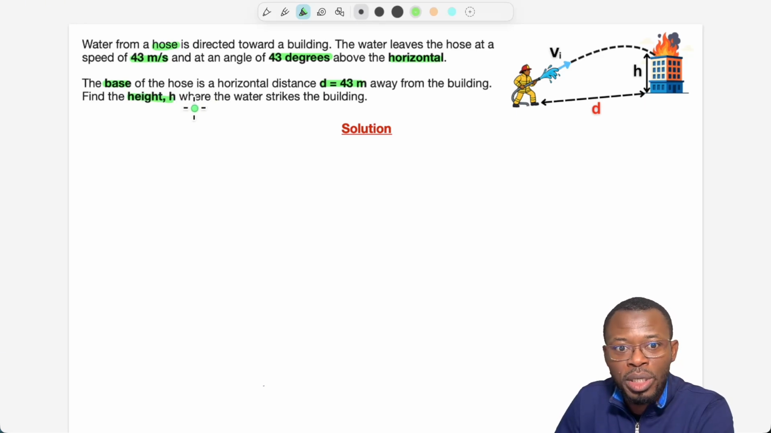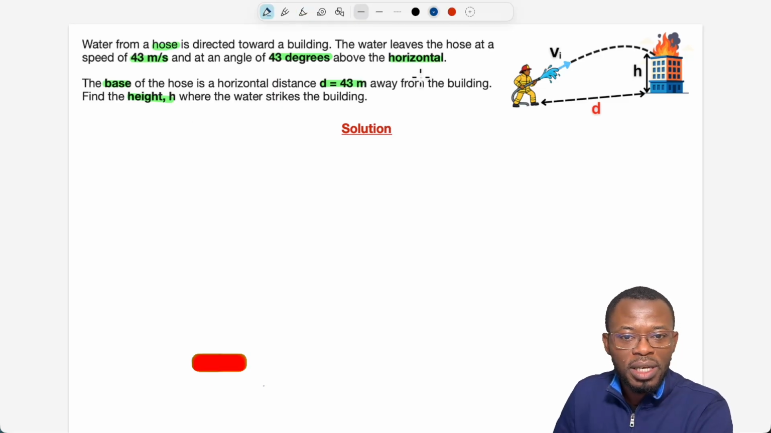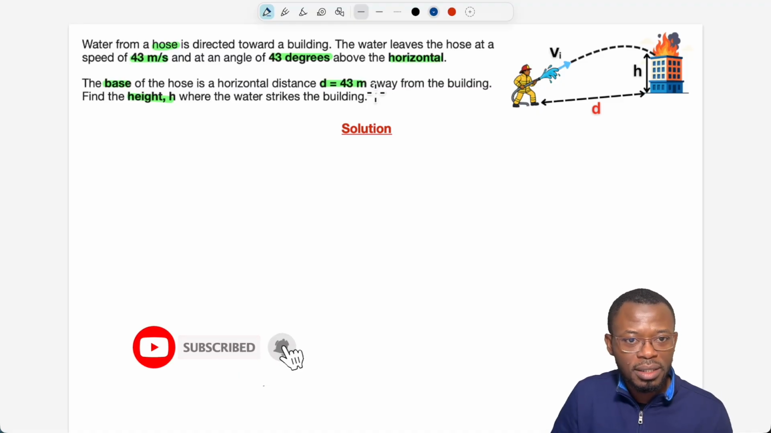This is a nice problem and it will teach you a lot about how to solve projectile motion problems. Let's look at the solution. To solve any projectile motion, the first thing to do is to establish your coordinate system.